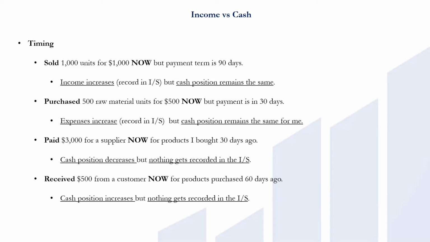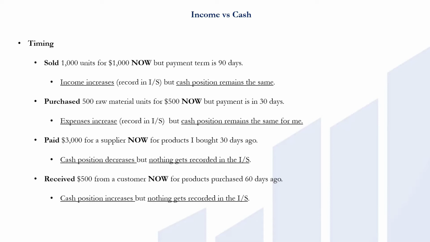Same goes for purchases of raw material from a supplier. If you purchase raw material worth $500 right now, and you have to pay later on, expenses will increase. However, the cash will remain the same right now, but in 30 days, the cash will decrease. You see the mismatching.